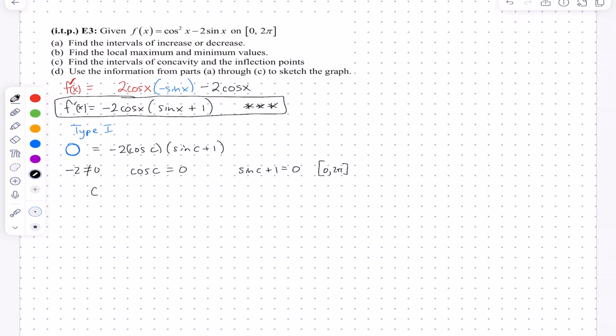Our first critical number would be at the angle pi over 2. And from trigonometry, the next critical number will be 3 pi over 2. And like I said, this is simply from memorizing your trig values or the unit circle. You want to memorize it so well, it's like reciting your cell phone number.